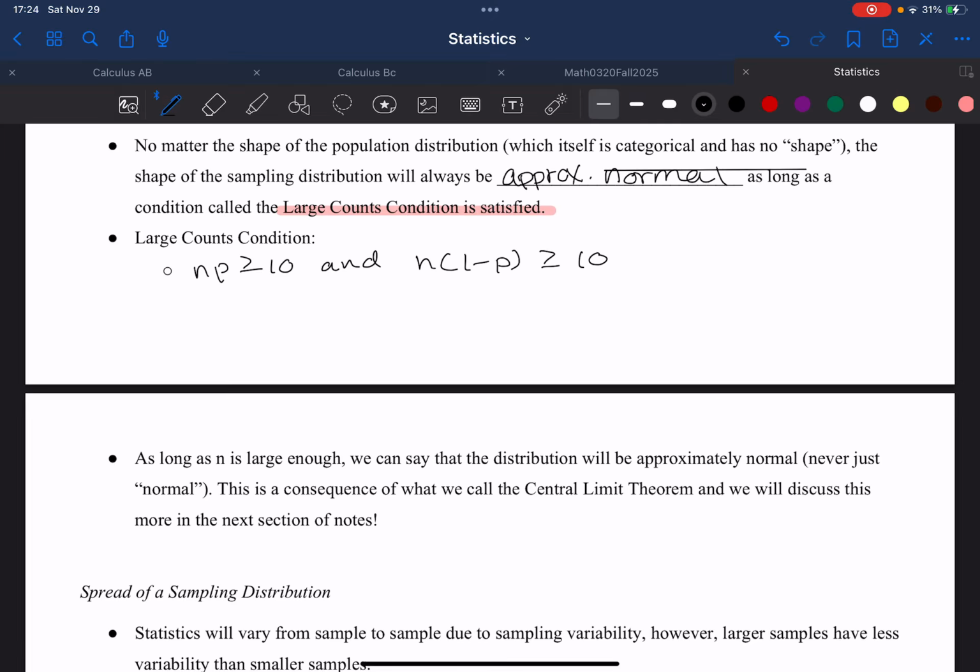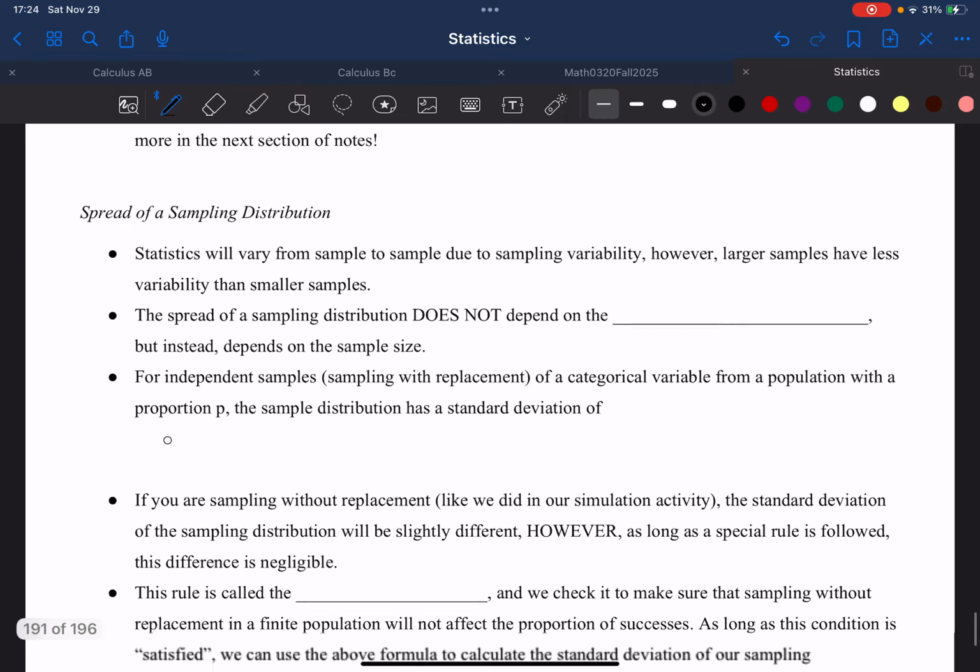However, it will never just be normal. So if you are to describe the shape of a distribution and you say normal for these instances, you will get marked wrong because we are only approximating it. And the reason for this is the central limit theorem, which we will talk about in another note.